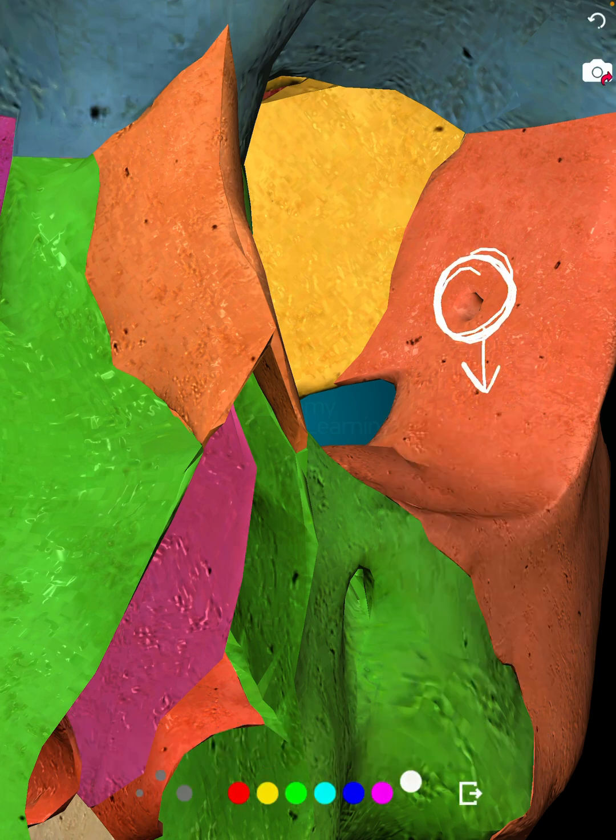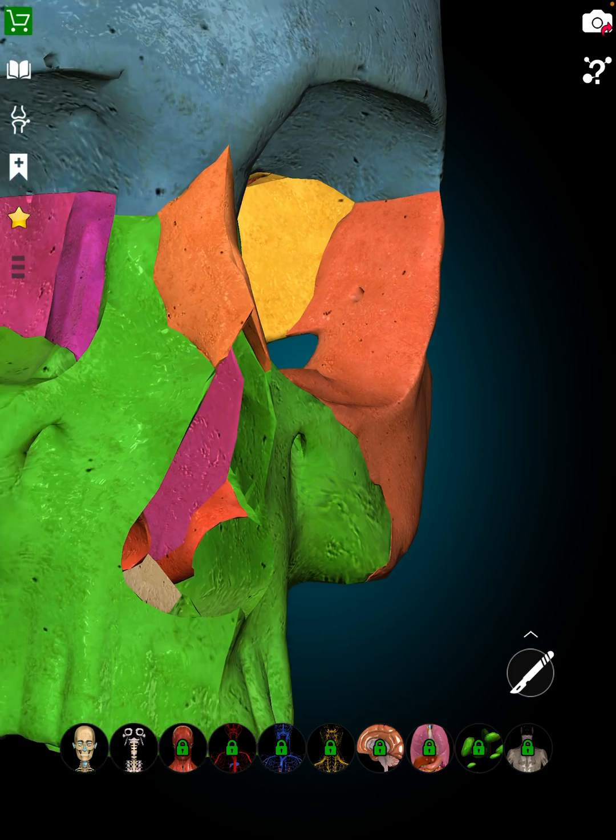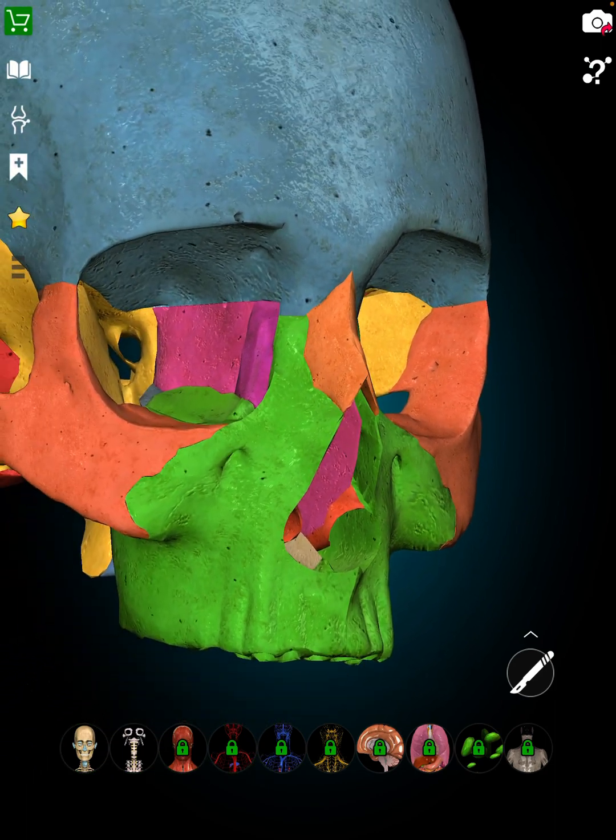That is going to be your orbital foramen. What orbital foramen? Your zygomatic orbital foramen, or foramen zygomaticus orbitalis. Understanding where the orbital foramen is present?